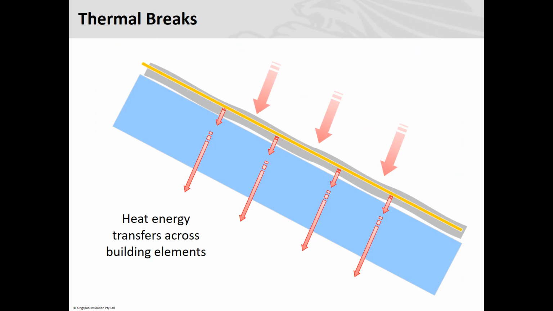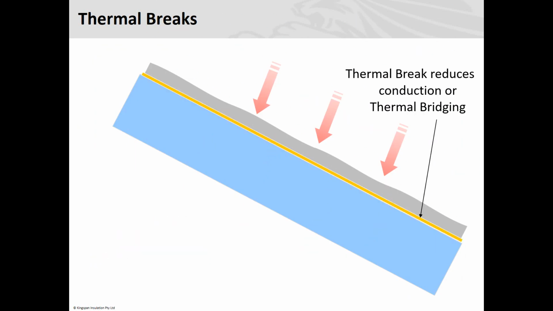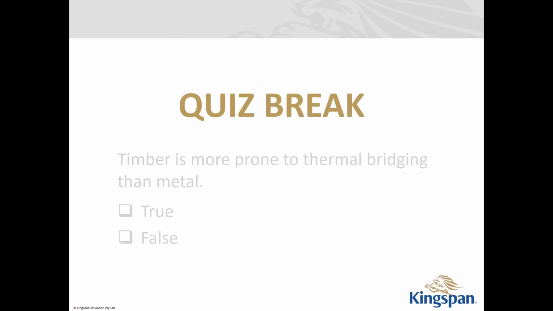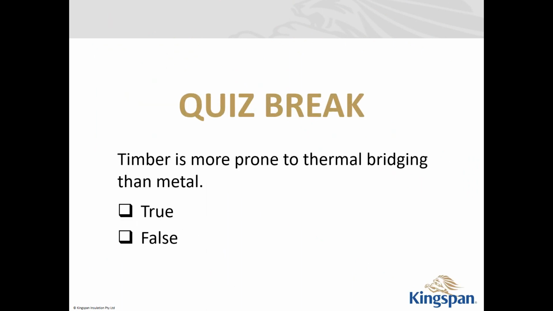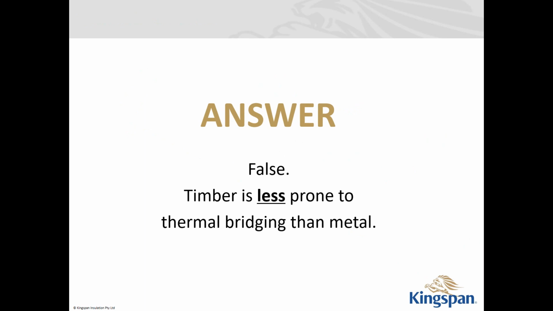So the idea of it is to have a thermal break between the exterior cladding and the steel frame of the building, and sometimes even the timber frame. So, bit of a trick question, this one. Timber is more prone to thermal bridging than metal. Well, we know that's false. Timber is less prone. But like we mentioned in the example before, when they had a steel frame building with an R2 insulation, the actual total R value was reduced by a further 0.6.